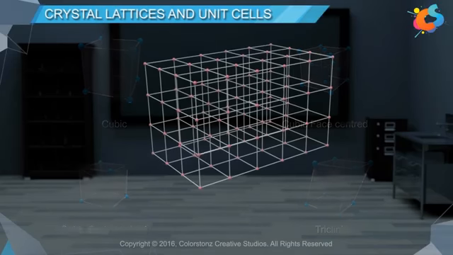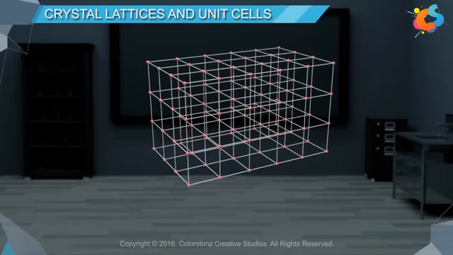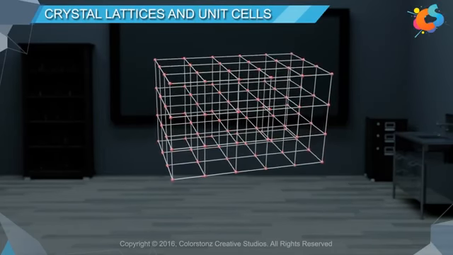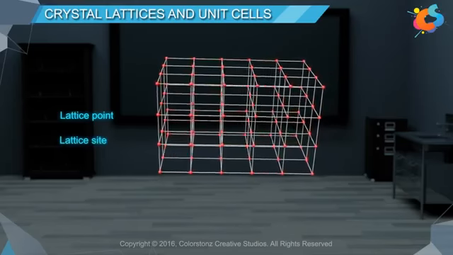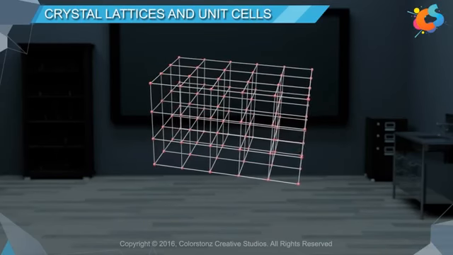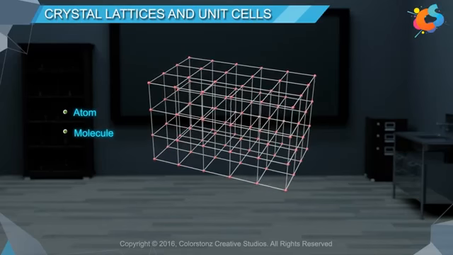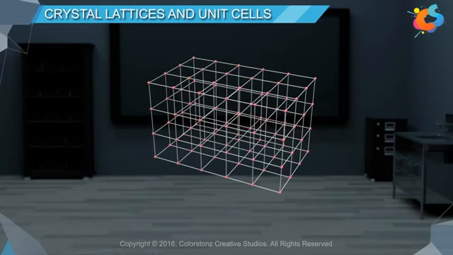Now we know what a crystal lattice is. Let us study some of its characteristics. Each point in a crystal lattice is called a lattice point or lattice site. Each point in a crystal lattice represents one constituent particle, which may be an atom, a molecule, or an ion. Lattice points are joined together by straight lines to bring out the geometry of a crystal lattice.